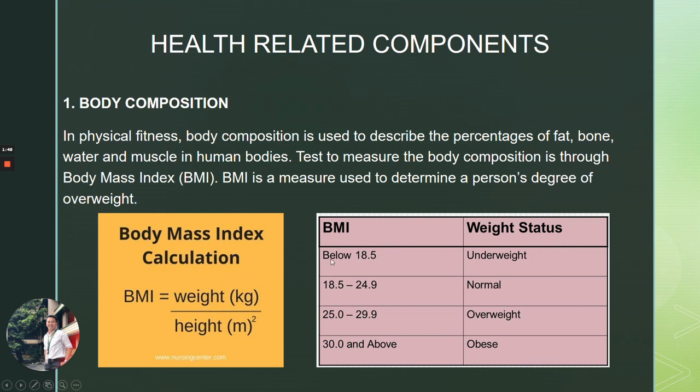Kapag below 18.5 yung iyong BMI, that means you are underweight. If it is 18.5 to 24.9, that means you are in a normal weight. If it is 25.0 to 29.9, that means you are overweight. And 30 and above, that means you are obese. So this is, once again, body composition, and the way to measure our body composition is through the body mass index or the BMI.